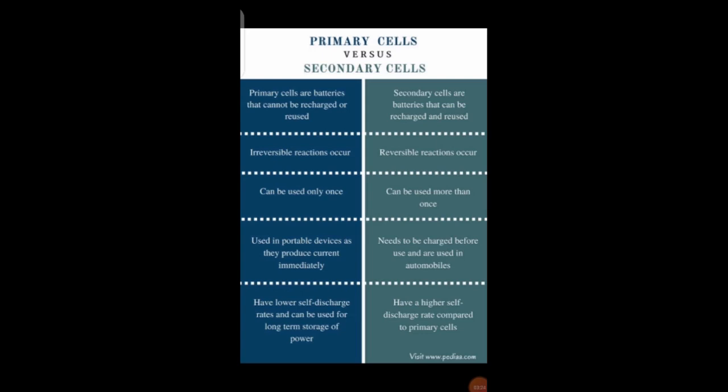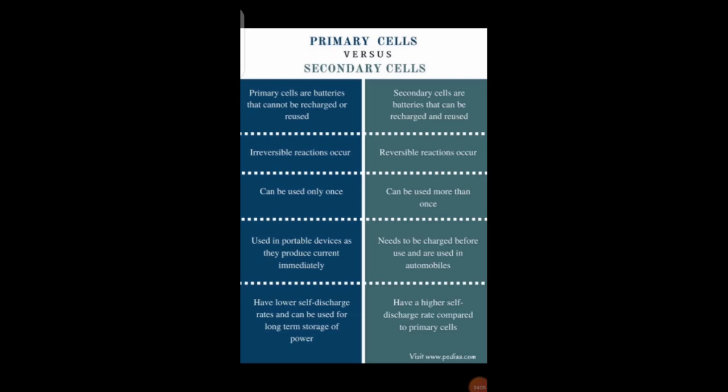Irreversible reaction occurs, reversible reaction occurs, can be used only once, can be used more than once. Used in portable devices as they produce current immediately, need to charge before use, and used in automobiles. Have a lower self-discharge rate and can be used for long-term storage of power. Have a high self-discharge rate compared to primary cell. Okay, so this is the difference between the two types of cell, the primary cell and the secondary cell.